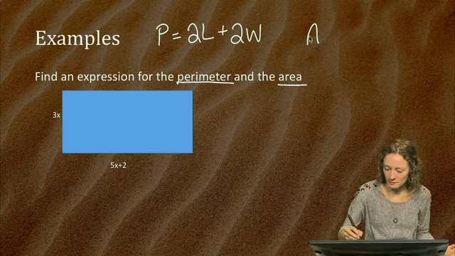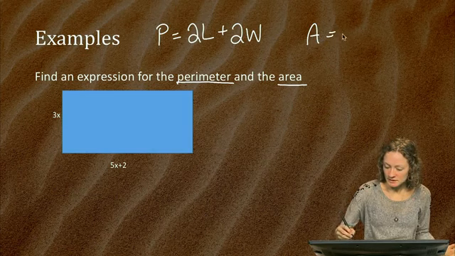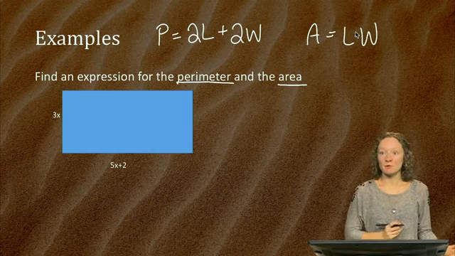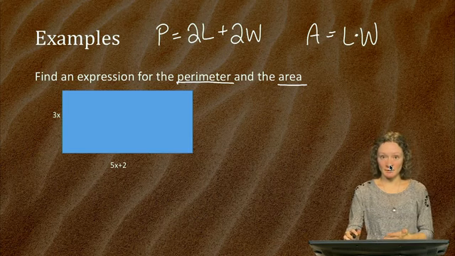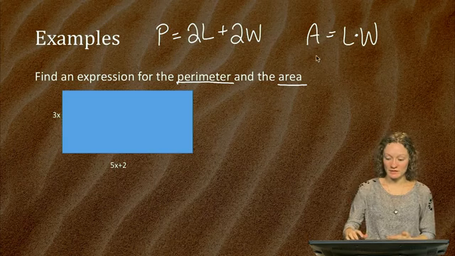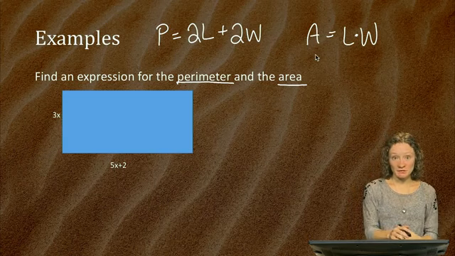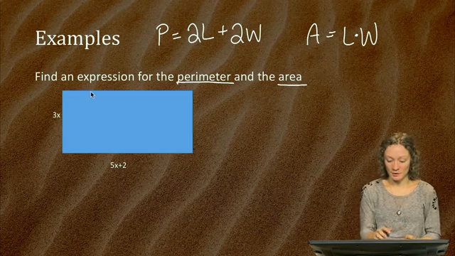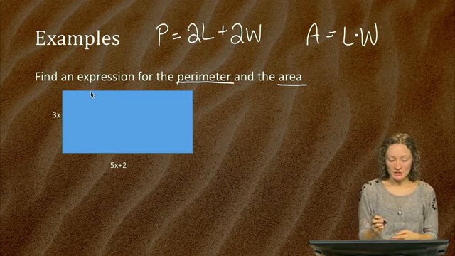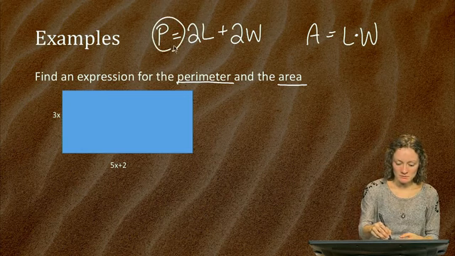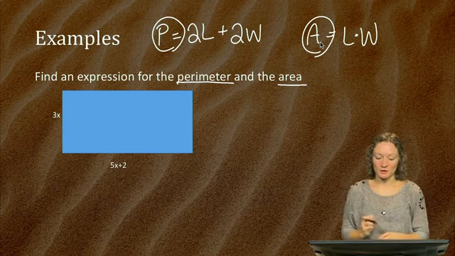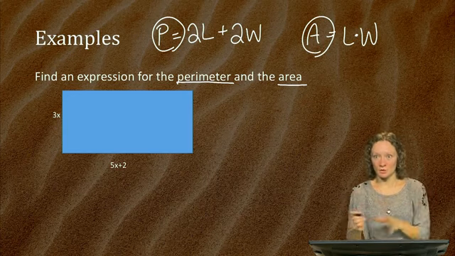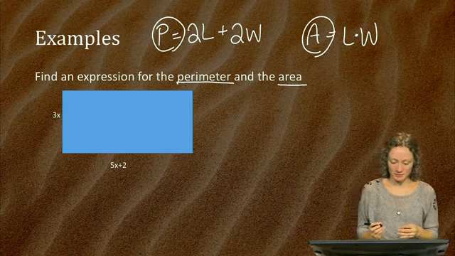And then our area formula is length times width. The dot means multiplication. And again, this uses the same information, the length and the width, ultimately giving us an area. Since we're looking for an expression for each of these, perimeter and area, we just won't have the P equals and the A equals. Those won't be a part of the picture. We're just looking for the other side of the equation, the 2L plus 2W and L times W.